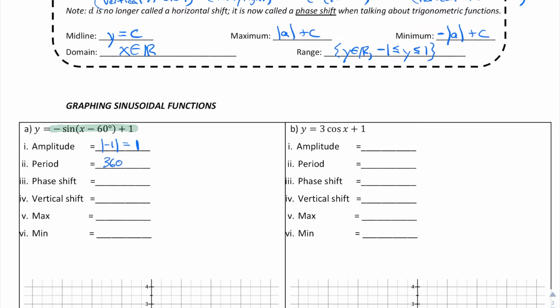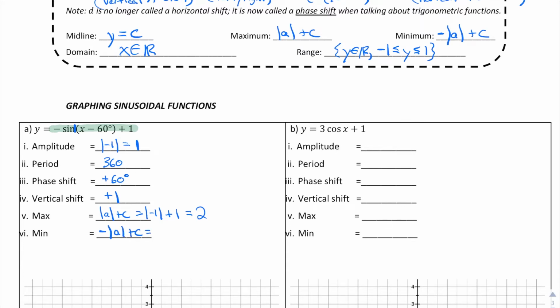My period is always going to be 360 divided by K. Notice there is no K, it's just 1 here. So it's just 360. My phase shift, I'm moving right 60 degrees. My vertical shift is going up +1. And then my max and min, again, we take the absolute value of A, I'll just rewrite it, plus C. So in this case, my A is -1. My C is also 1. So this becomes 1 + 1, which is 2.